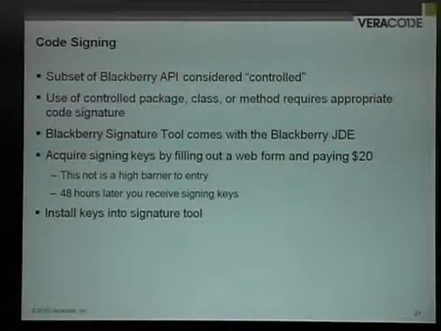Signing key, by a RIM signing key. Controlled APIs are split into three categories: runtime APIs, BlackBerry application APIs, and BlackBerry crypto APIs.